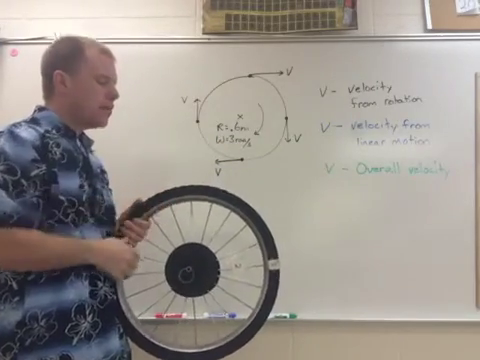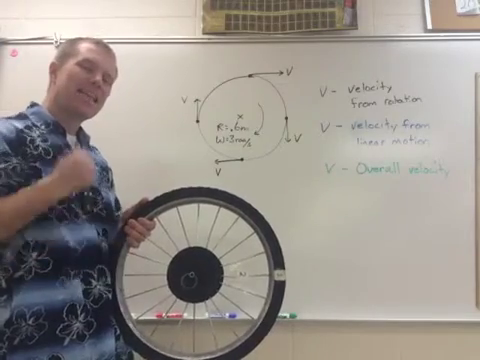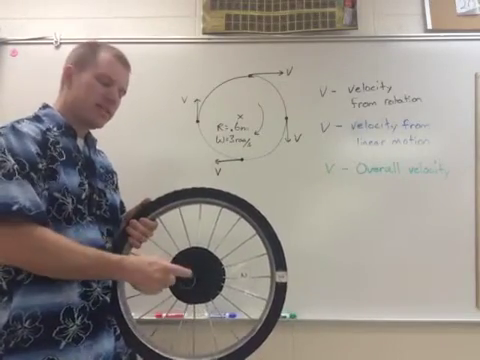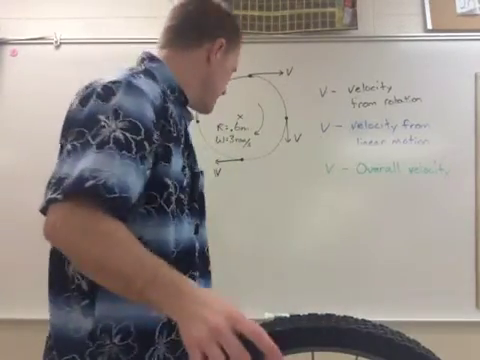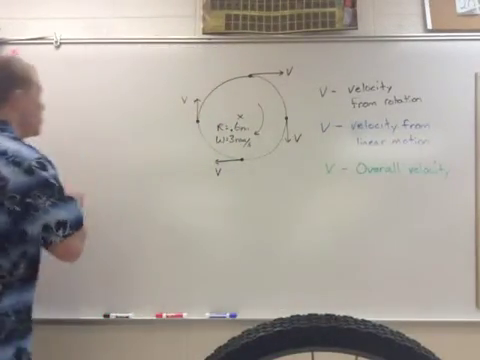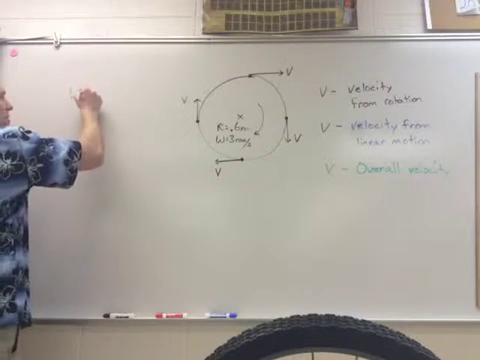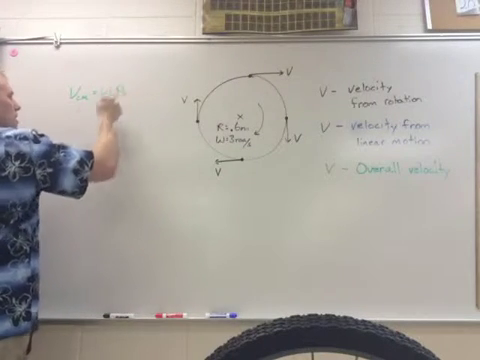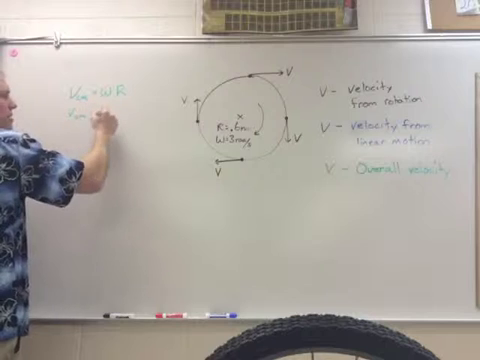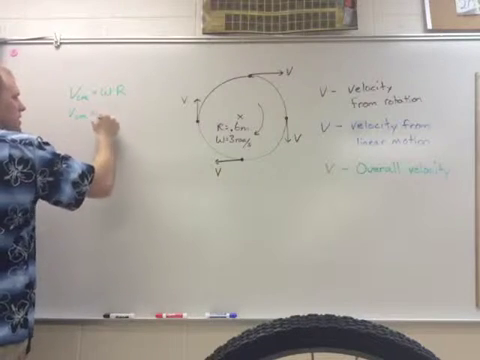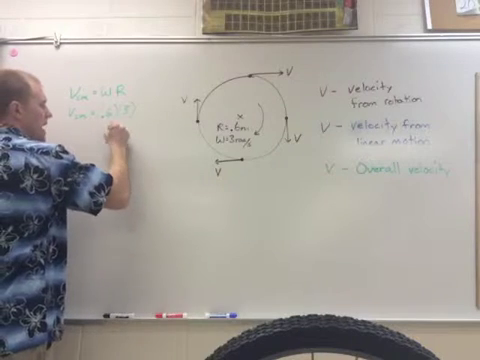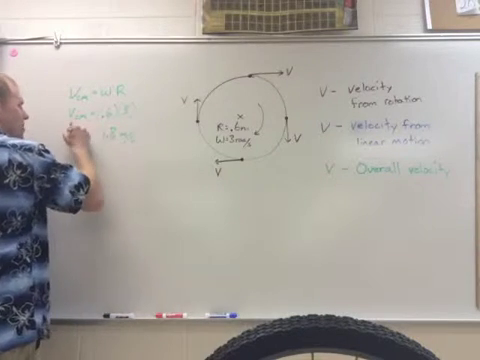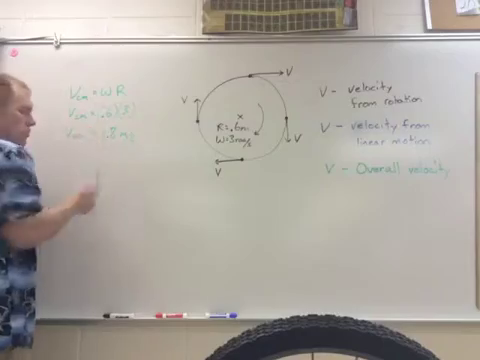Now, it asks us to find the linear speed of its center of mass if it is rolling. And if something's rolling without slipping, we remember that the velocity of the center of mass is equal to omega times r. So the velocity of our center of mass is going to be 0.6 times 3. And so we get 1.8 meters per second is how fast it is moving.